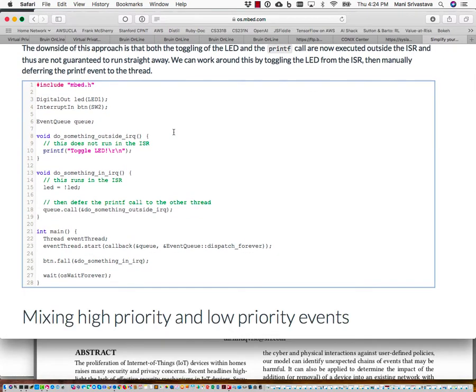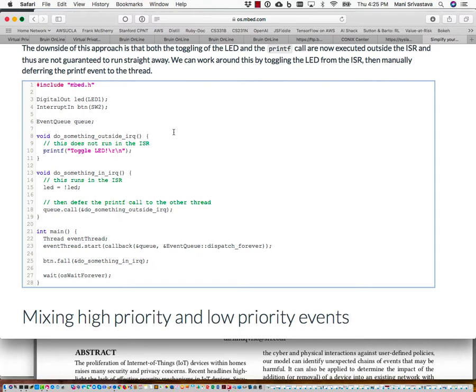So in this case, my do something is actually an IRQ. Okay, and in fact, what I do is I attach this thing to the button fall. So I'm attaching do something in IRQ as a callback, as a function to the falling edge. But see what happens in this thing. It immediately toggles the LED, so that's happening in real time. And then it is putting an event into the queue. Okay, so I'm manually inserting the event into the queue.